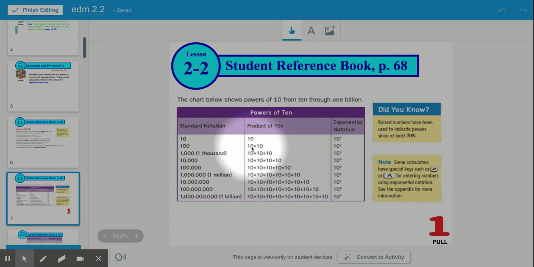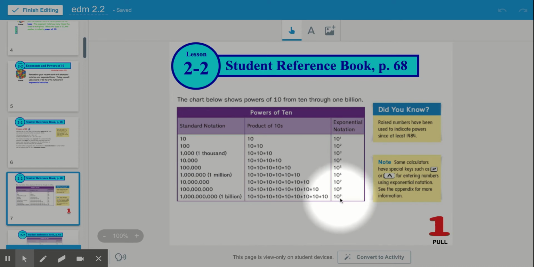When we go to 100, it's 10 times 10. If we go all the way down to 1 billion, it's 10 times 10 times 10 times 10 times 10 times 10 times 10 times 10, one more time, times 10. And then finally, in the far right column is exponential notation. We know that we had 10, and so that's just 10 to the first power. We talked about 10 to the second equals 100. And going all the way down to 1 billion, 10 to the ninth power.